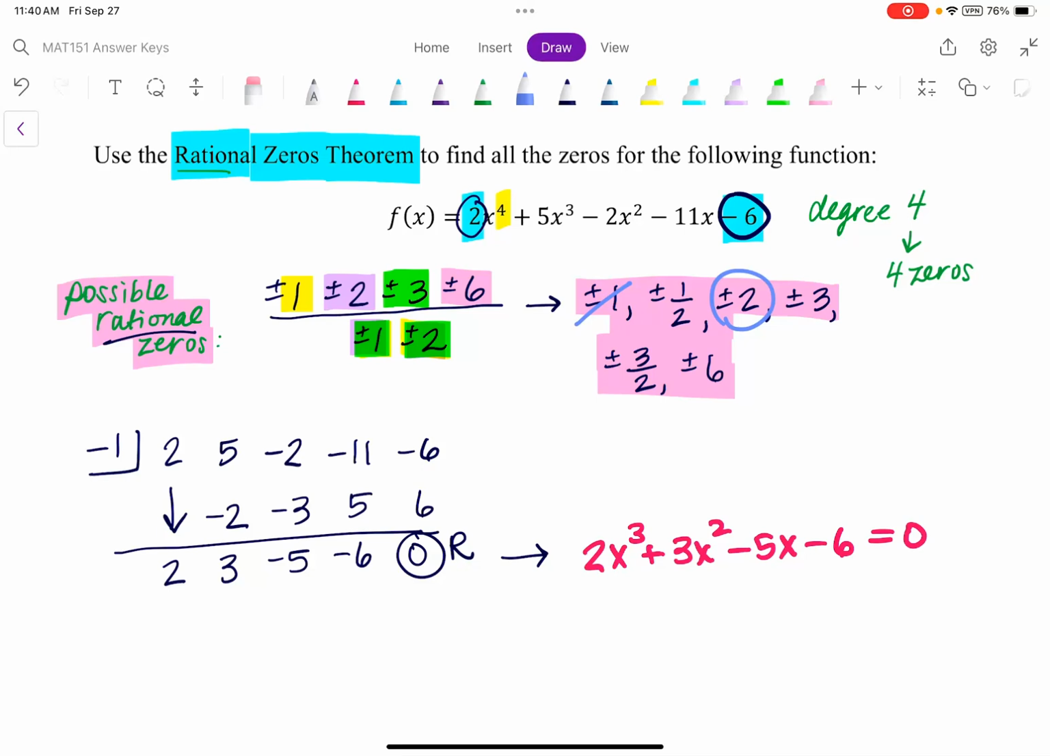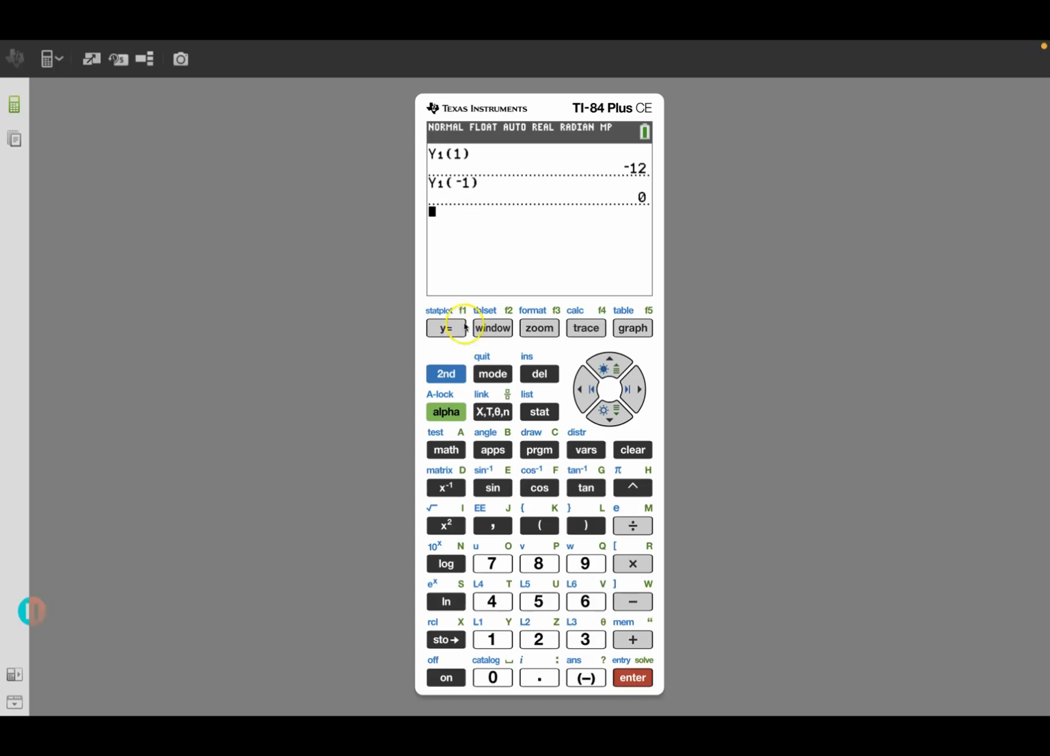So we're going to go back to our calculators here. So as long as you still have the same original function in your y equals, then go back to your home screen and let's see if positive 2 is a 0.